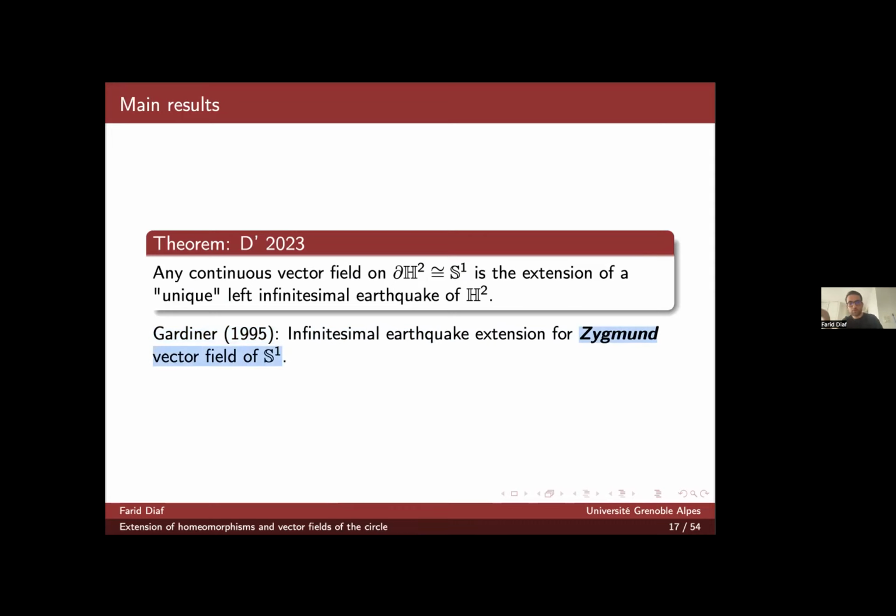Our proof is different, of course, from Gardiner's proof, and after that, I will give a characterization of Zygmund vector fields by using our approach. And typically, this Zygmund condition is the right condition to put in order to say that left infinitesimal earthquakes are exactly the derivative of a one parameter family of earthquakes. If you are Zygmund, then this is correct. If not, you cannot say anything.